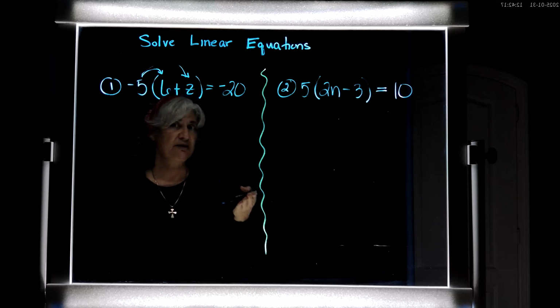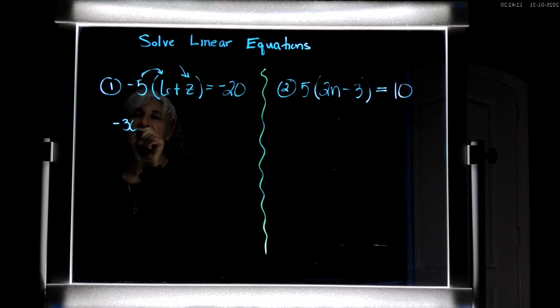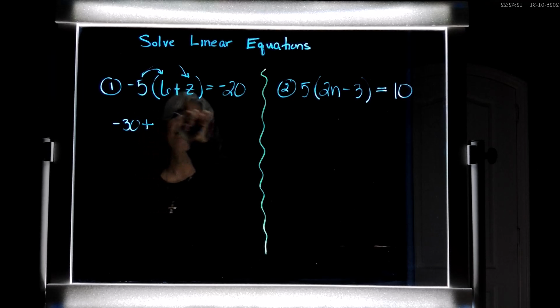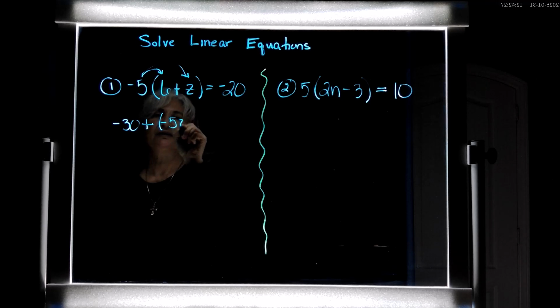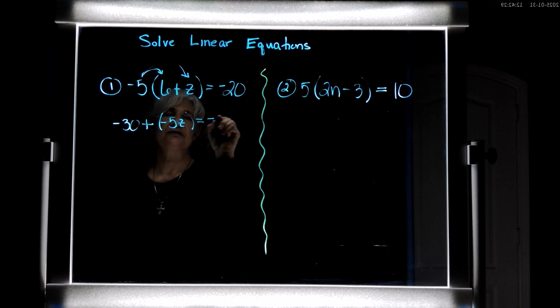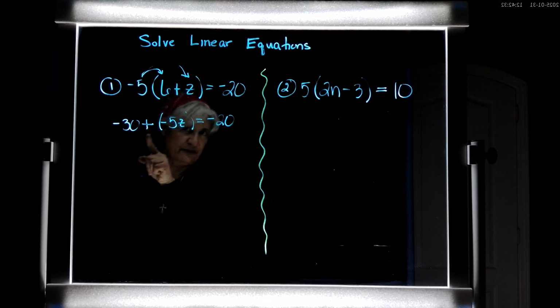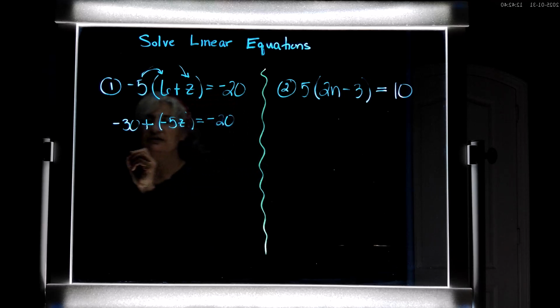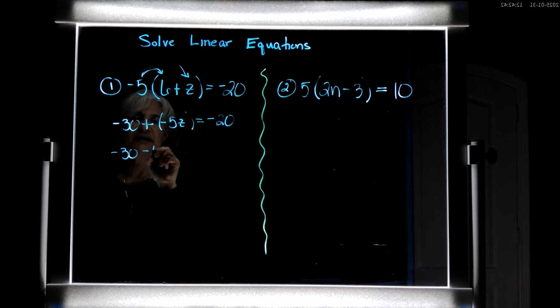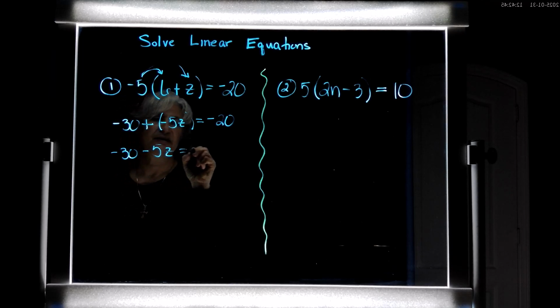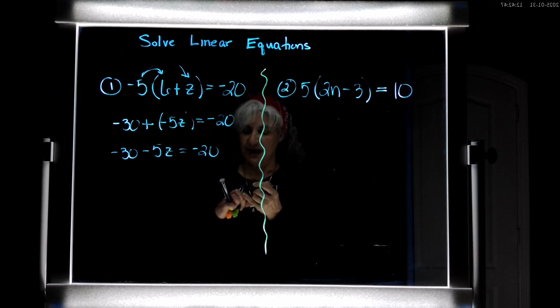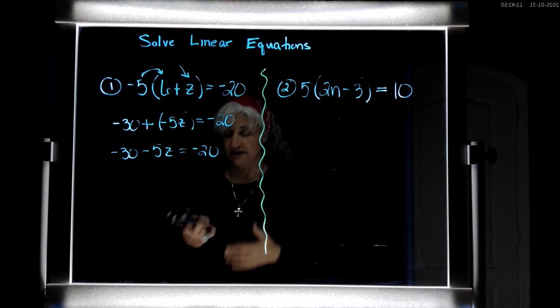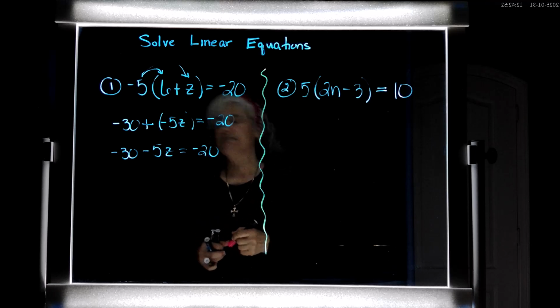So -5 times 6, -30. And then plus -5 times positive z is a -5z. Excellent. Equals -20. So we spoke about this in the original video, right? The positive with the negative, if you want to think of that as multiplication, that becomes -5z. Excellent. Okay, now we have the real linear equation we're trying to solve. And we're trying to solve for z.